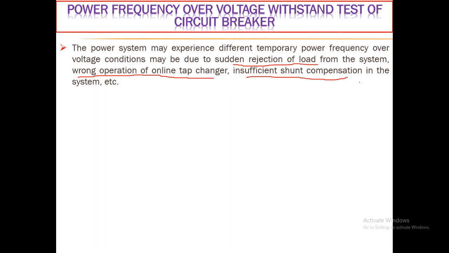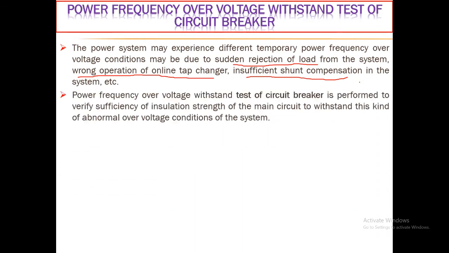So to assess this quality of the insulation, the power frequency withstand voltage test is very important to perform. The power frequency over voltage withstand test of a circuit breaker is performed to verify the sufficiency of insulation strength of the main circuit to withstand this kind of abnormal over voltage conditions. This is the basic requirement of conducting a power frequency over voltage withstand test on the circuit breaker.